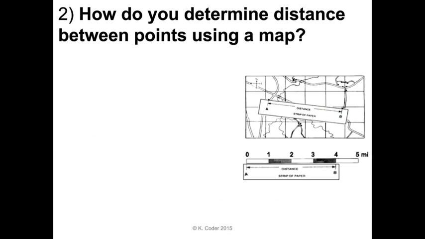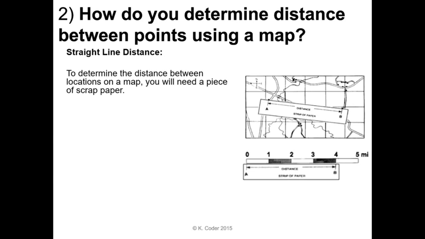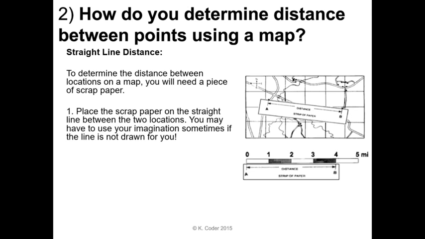So how do we determine the distance between 2 points using a map? The first step for a straight line: to determine the distance between the locations on a map, you'll need a piece of scrap paper. We're going to probably do this when we have our in-school session. Step 1, place a scrap paper on the straight line between the two locations. You may have to use your imagination sometimes if the line is not drawn for you.